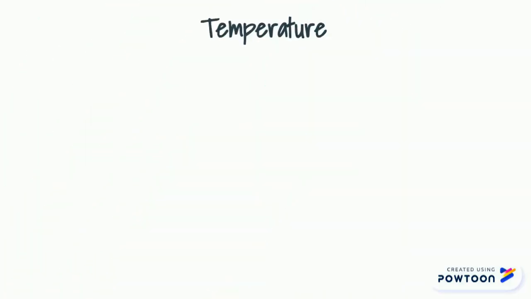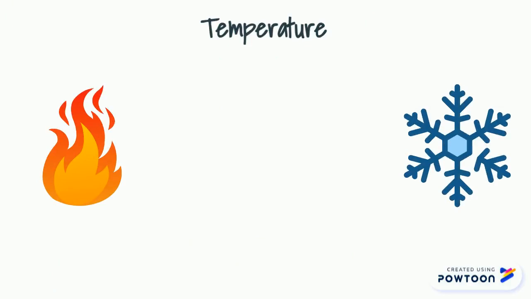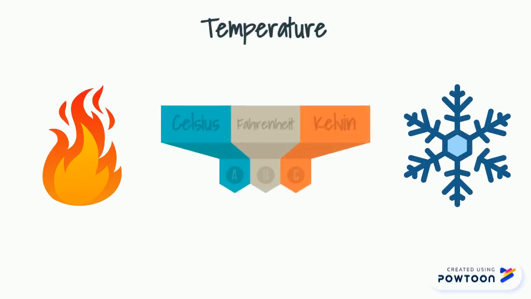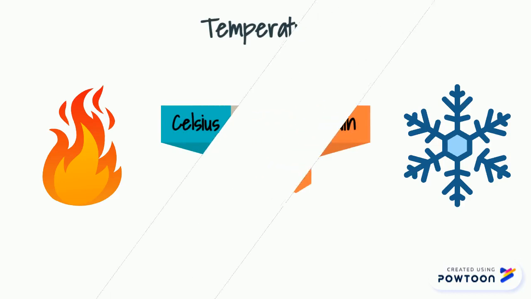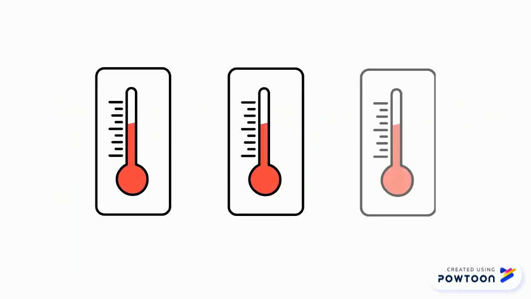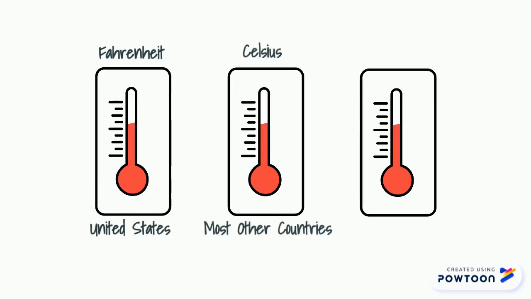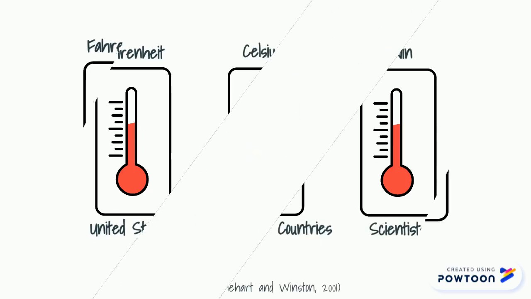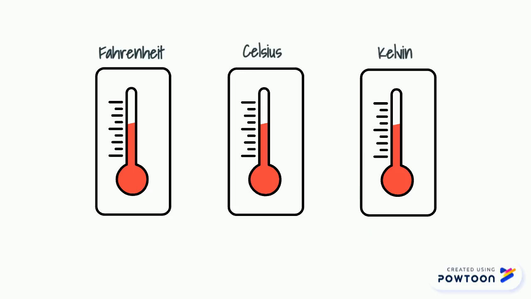Temperature is a measure of how hot or cold something is. We measure temperature in degrees Celsius, degrees Fahrenheit, or in kelvins. The difference in all three scales is just preference. Fahrenheit is used in the United States, whereas most other countries use Celsius. Kelvin is a unit of measure recognized by most scientists. All three scales still have set points to measure the same temperature, just in different units.